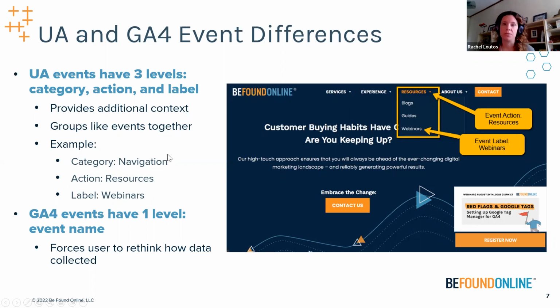But the problem comes when you realize that GA4 has no notion of category, action, or label. There's only one level, and that's event name. So for this reason, it's really important to rethink how you're collecting data in terms of GA4. For that same event in GA4, you might have the event name as navigation, but you still don't know where in the navigation someone clicked. And you have to think to yourself, how am I going to get that additional information into GA4? So you need some additional context, right?